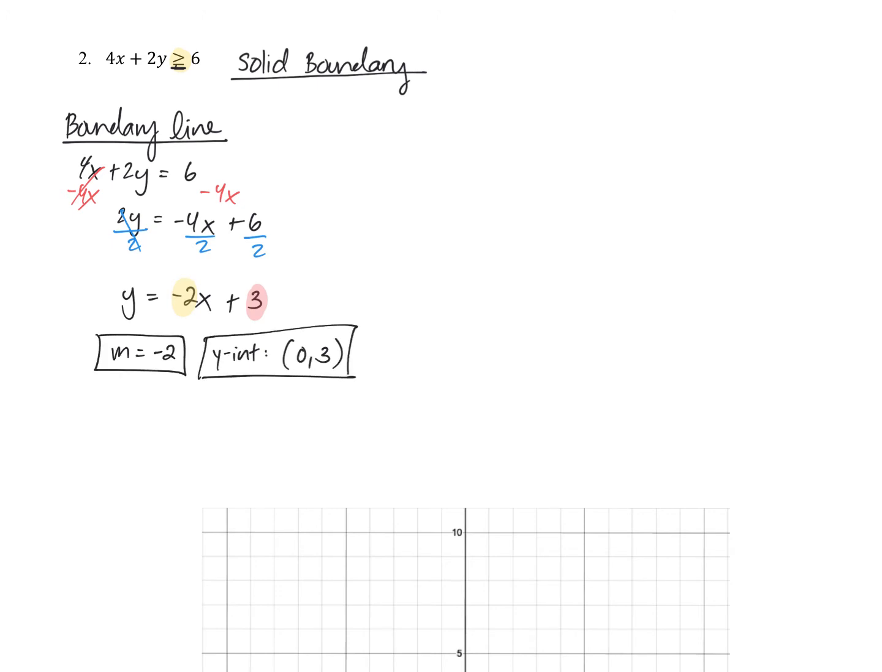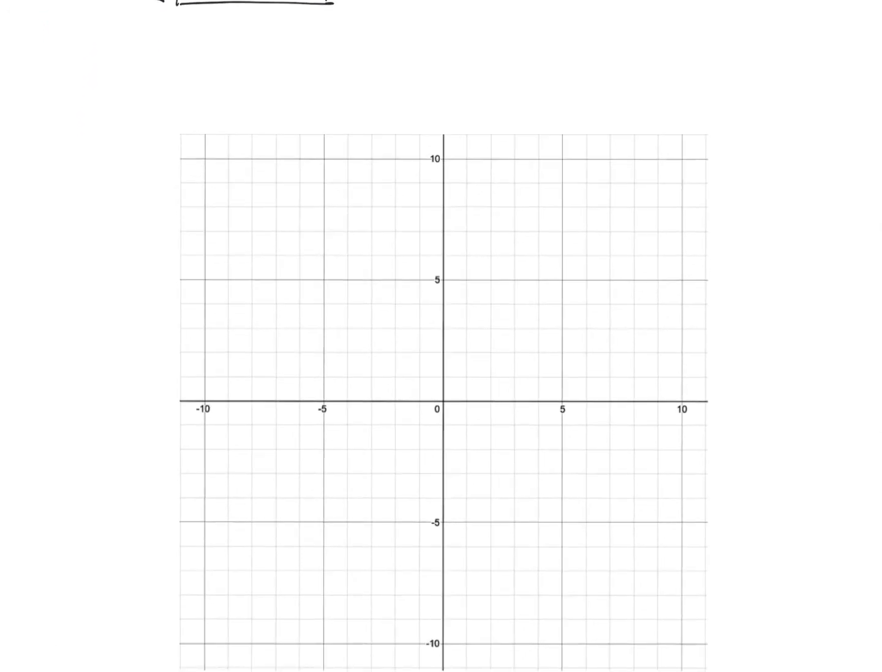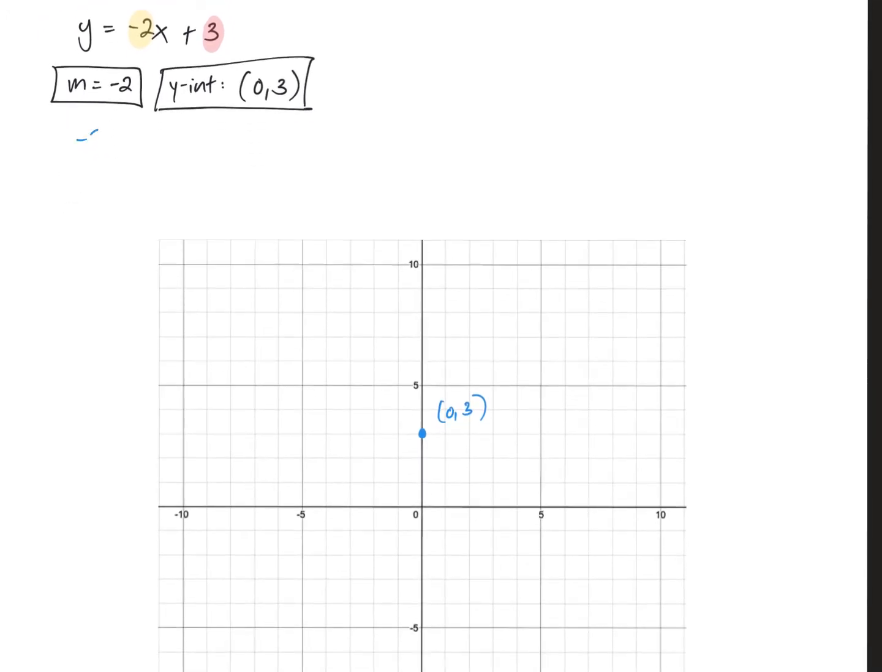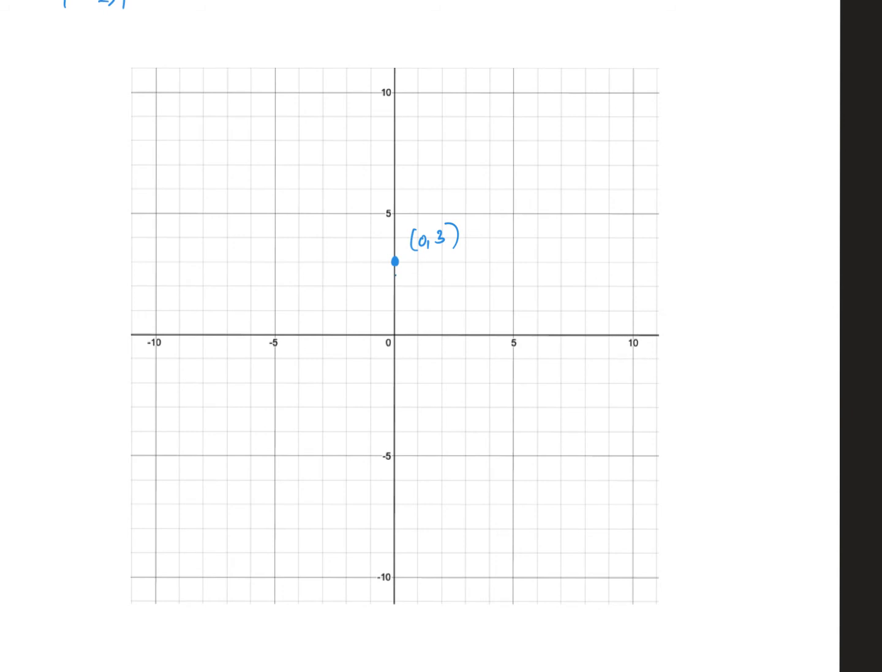Okay, so that's my boundary line. Let's go ahead and graph my line. So my y-intercept is at (0, 3). Always graph the y-intercept first. And then I'm going to use my slope to find 2 other points. My slope is -2, which means it's -2 over 1. So I'm going to go down 2, right 1, starting from my point. That is at (1, 1). Now, let's do it again. Down 2, right 1, and that is at (2, -1).